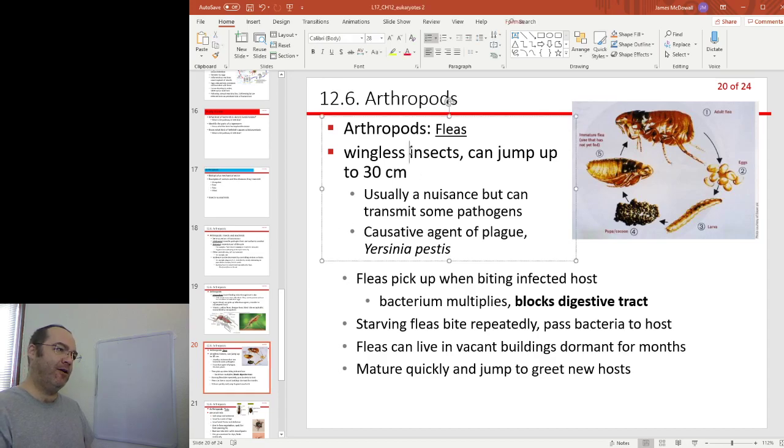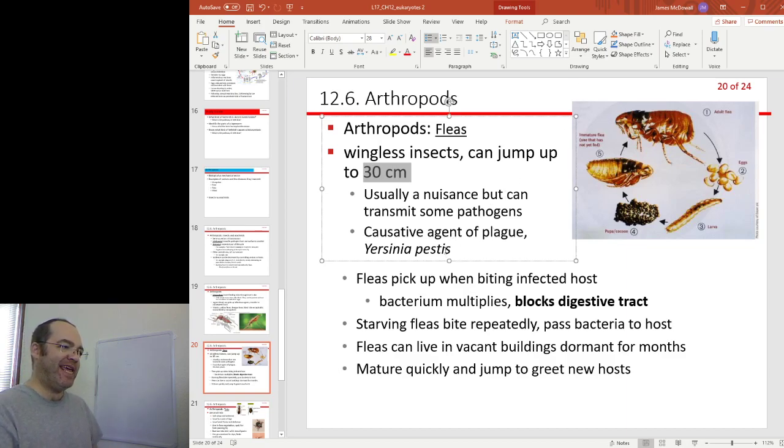Fleas. Fleas are also insects. They have 3 pairs of legs. Fleas can jump up to 30 centimeters, and they are biting animals. So if there is bacteria in the flea's mouth and it bites you, then the bacteria gets into the person. And once again, that bite is able to penetrate past the defensive mechanism of our skin.